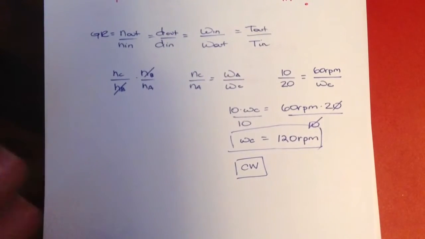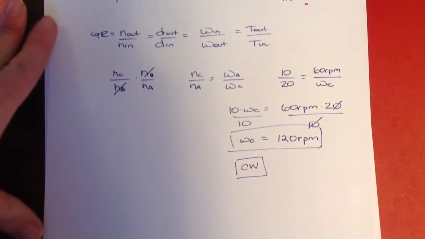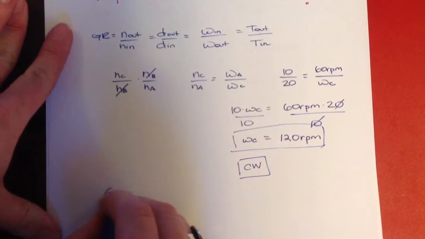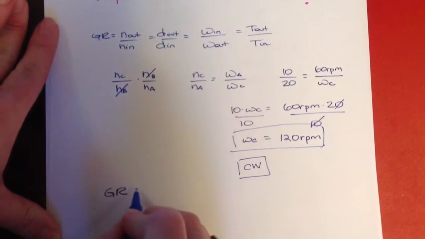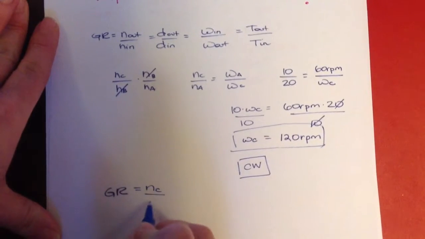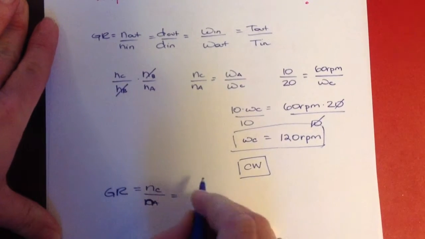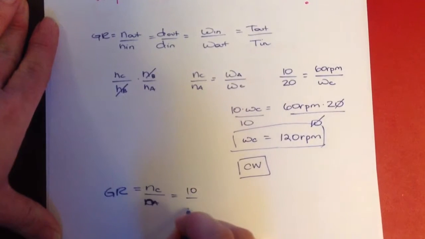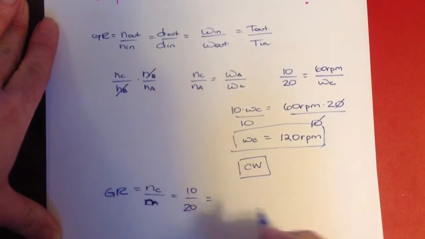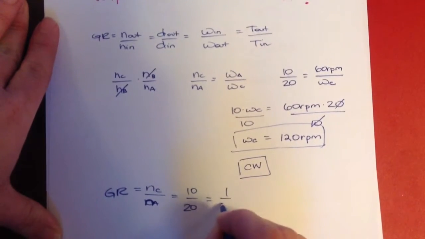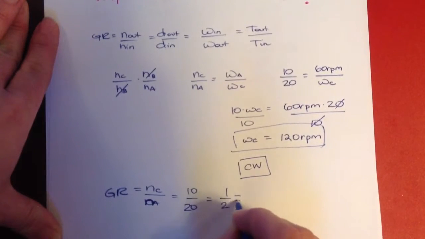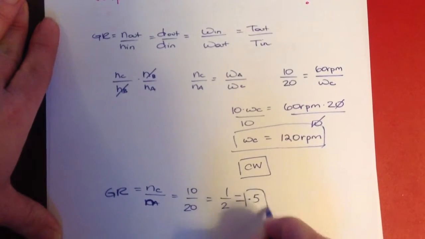Now we want to know the overall gear ratio. Well, the overall gear ratio is just going to be equal to NC over NA, which is going to be 10 over 20, which is going to be 1 over 2, or is equal to 0.5. Right?